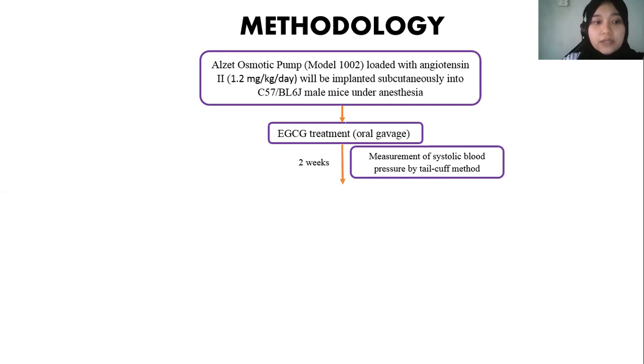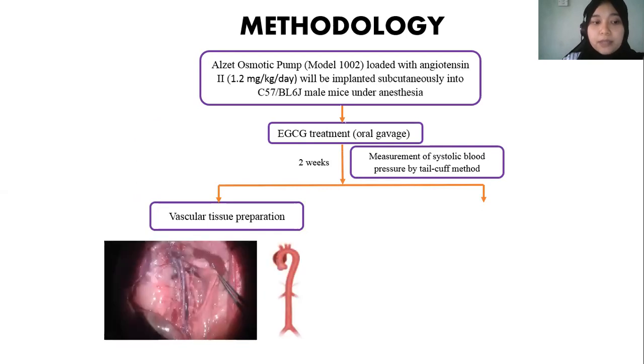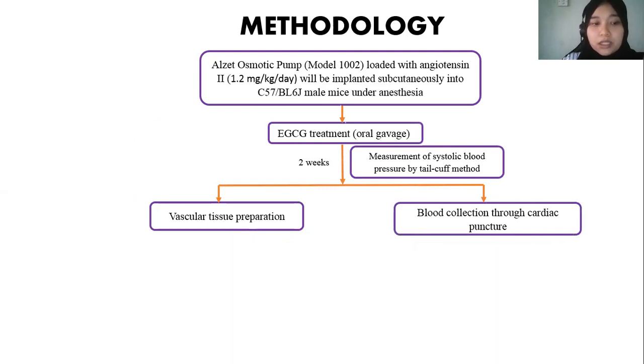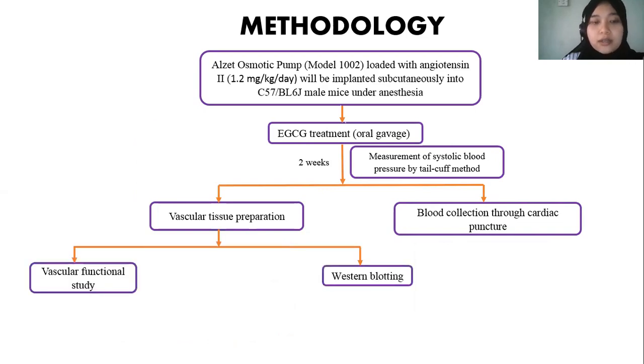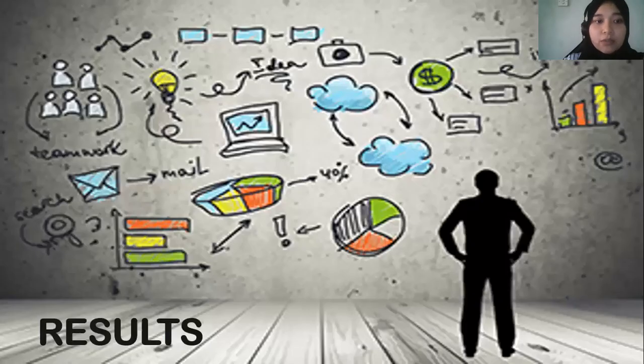At the end of the treatment period, all mice will be sacrificed by carbon dioxide inhalation, and blood samples from the animals were collected, and the thoracic aorta were isolated and placed in a Krebs solution. Some of the vascular tissue was snap frozen using liquid nitrogen and stored at -80 for later processing. So we move to the results part.